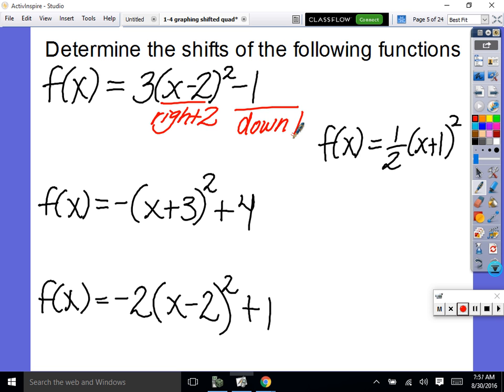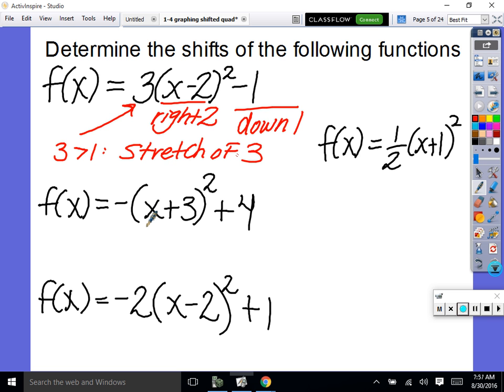Is everybody comfortable? Now you look at your a value, and isn't 3 greater than 1? So our acceleration is getting larger, so that's a stretch. So you would say stretch of 3. That is all of the transformation written in words. Are we all comfortable? Next example.